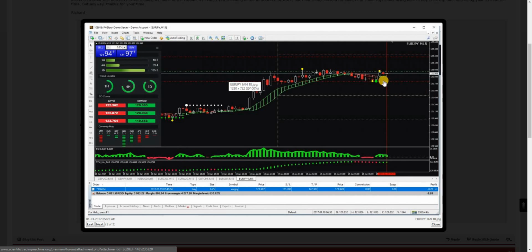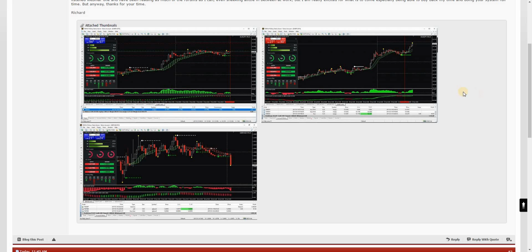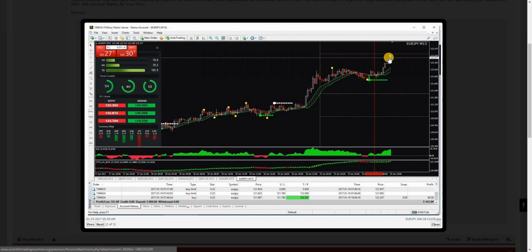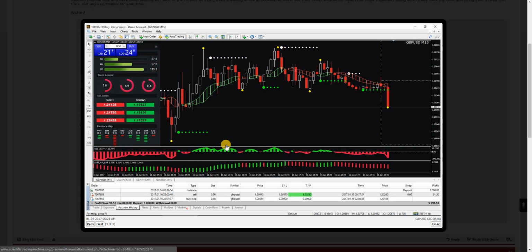All right, so as you guys can see, he has a stop. This is where he entered, and his take profit is twice the size of his stop. And let's see how it turned out. As you can see, the market went right up to it. Euro Japanese yen, he's trading on the 15-minute chart. All right, here's his other trade. This is on the GBP USD 15-minute chart. Made 91.50 on that one.